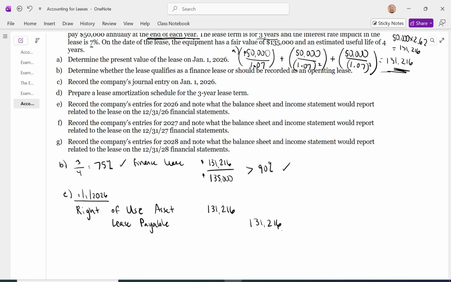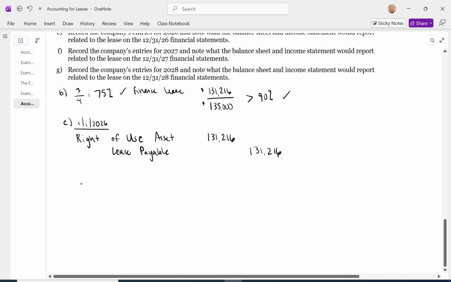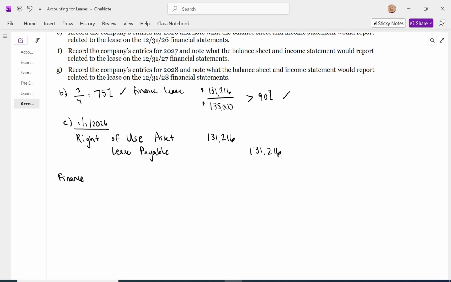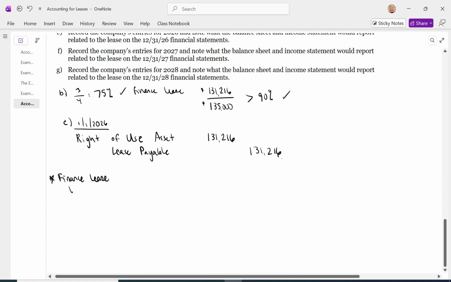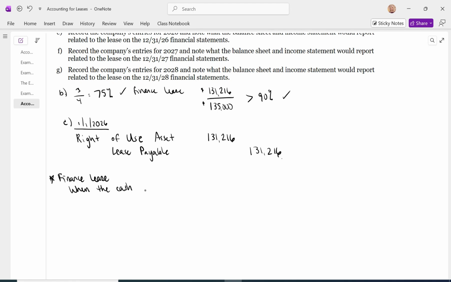Before I go on to the lease amortization, I want to note a couple of things that are going to happen. For a finance lease, when the cash payment is made, some of that cash payment is going to relate to interest, and some of it is going to relate to principal.